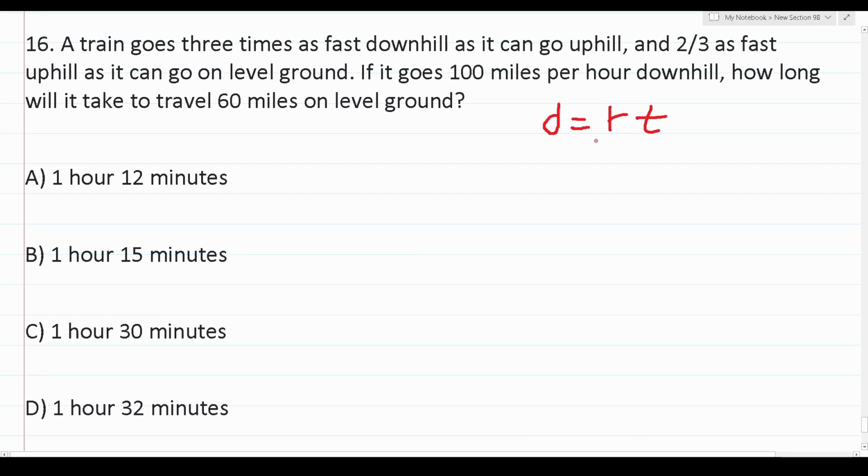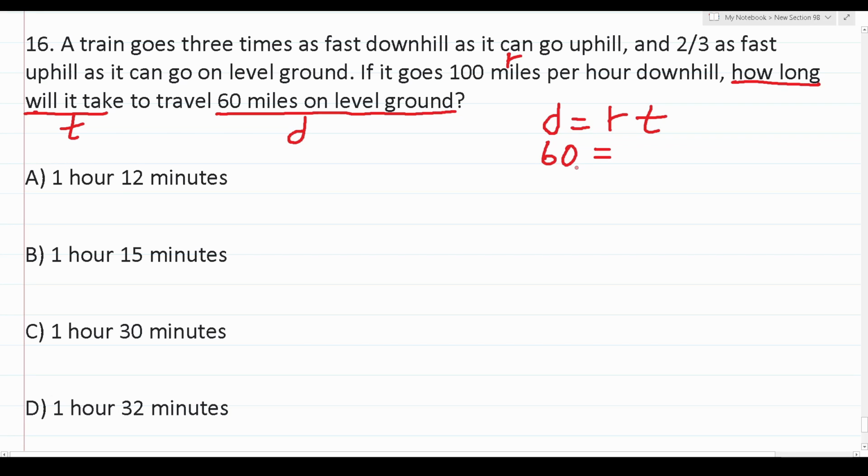Well, let's see what we have in this problem. If it goes 100 miles per hour downhill, again, miles per hour is a rate. How long will it take? How long is in reference to time, or t, to travel 60 miles on level ground. That's a distance. So let's start plugging things in. We know d in this case is going to be 60.